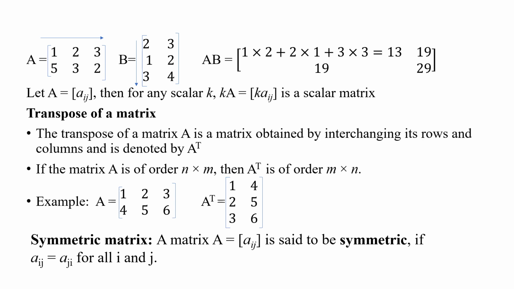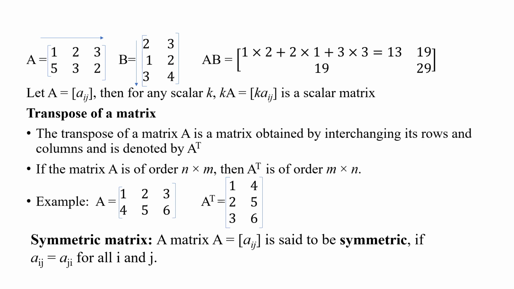That gives the first element of AB, that is 1 into 2 plus 2 into 1 plus 3 into 3 equal to 30. That is the first row first column of AB. Similarly, we find first row second column of AB, that is 1 into 3 plus 2 into 2 plus 3 into 4, which gives the answer as 19.